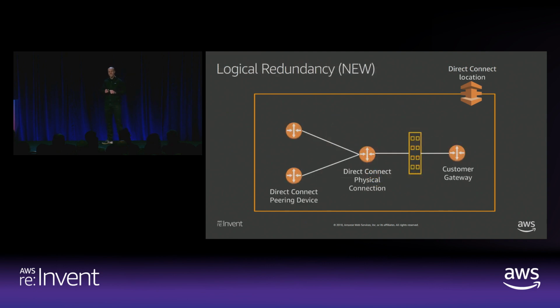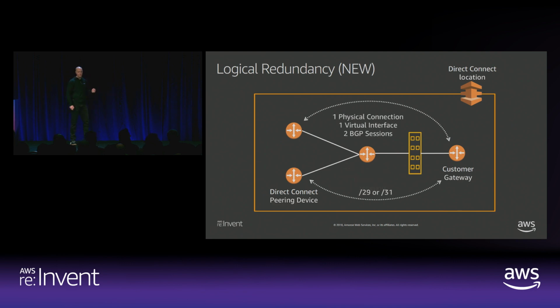With the new logical redundancy design, we put a simplified aggregation device in front of the Direct Connect peering device, where the BGP control plane is terminated. And this allows you to terminate 2 BGP sessions on 2 different Direct Connect peering devices over the same physical Direct Connect interface. Now, you can use independent /31s per peer, or you can use a /29 for the whole virtual interface.